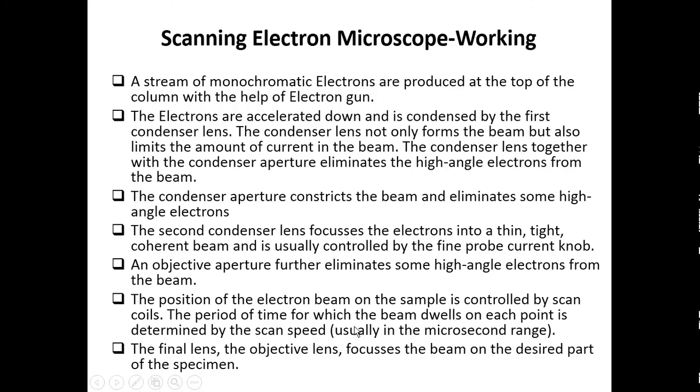The position of the electron beam on the sample is controlled by scan coils, that I told you. The final lens, that is the objective lens, focuses the beam on the desired part of the specimen. Wherever we want to examine the surface of the specimen, we direct the beam to that particular area. That is possible with this scanning electron microscope.